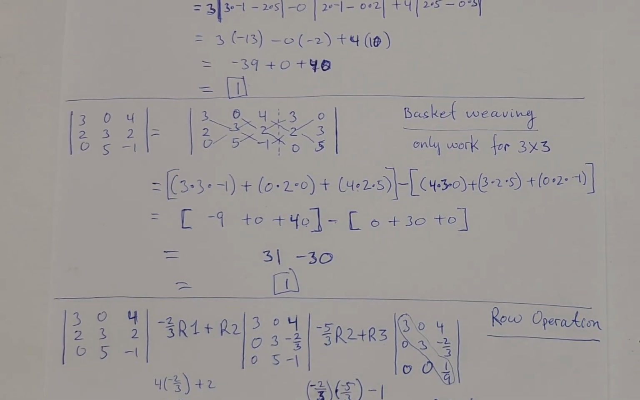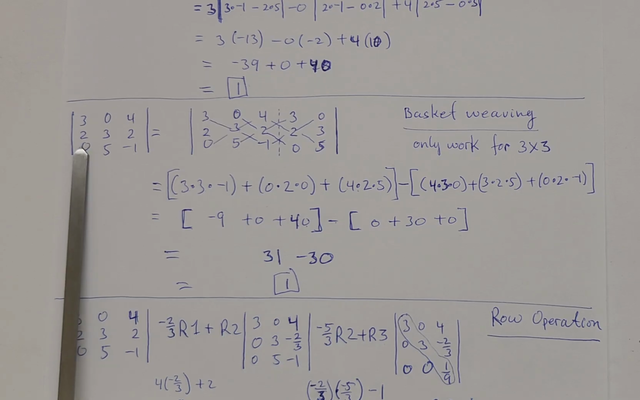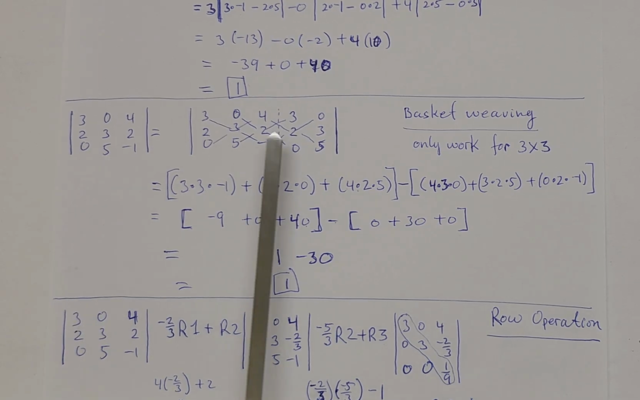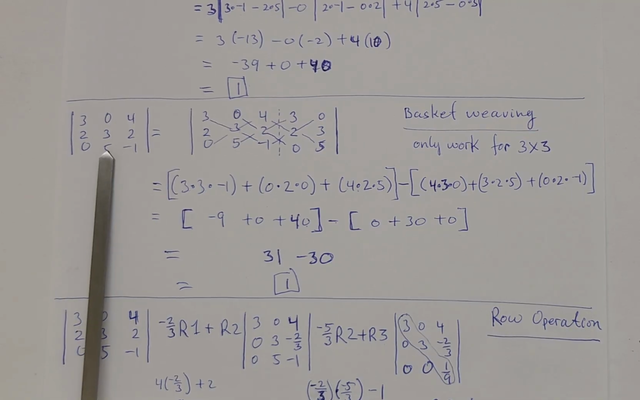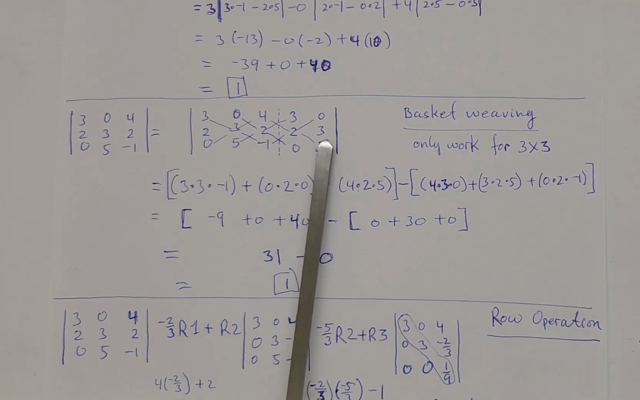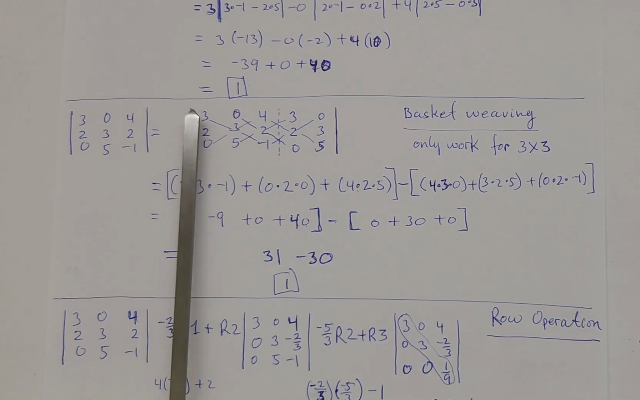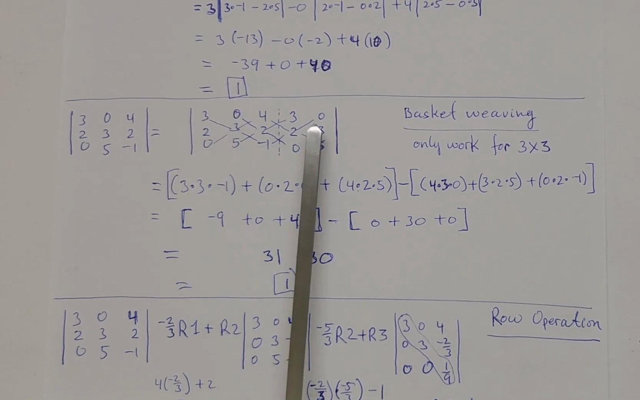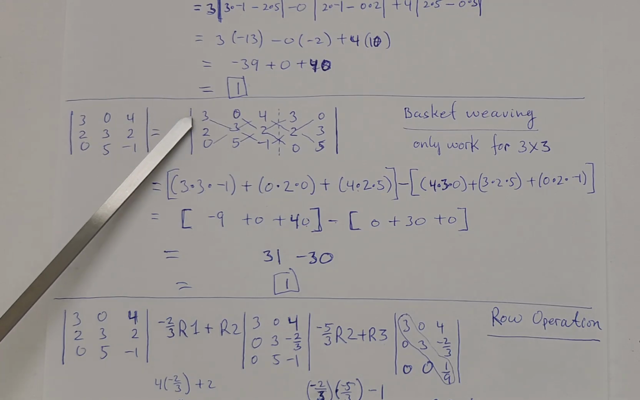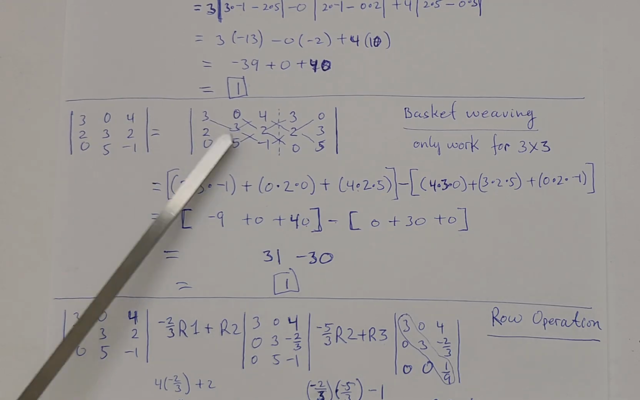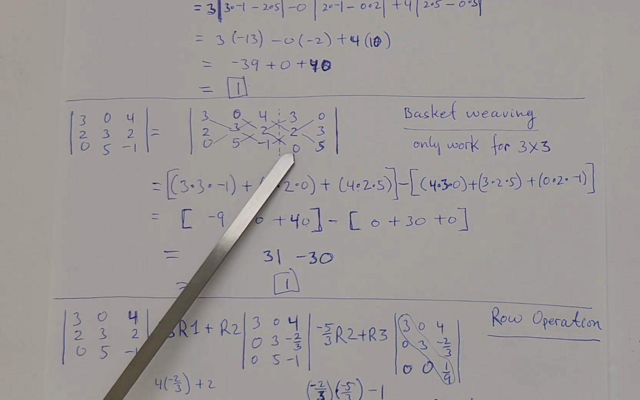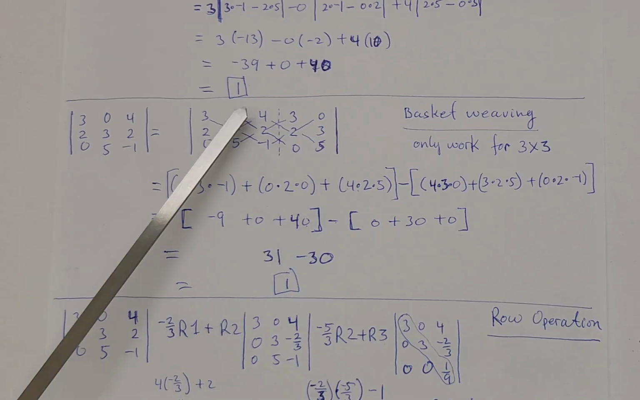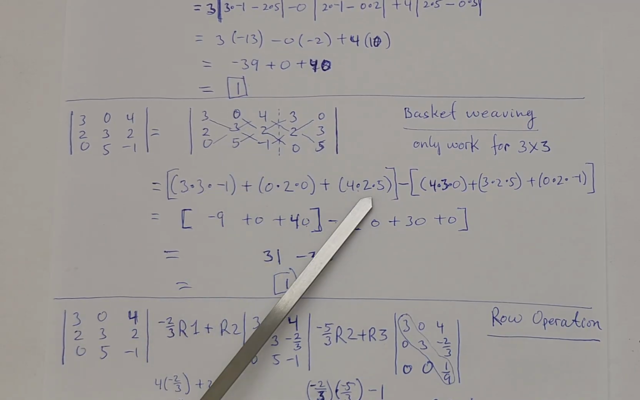So this is what you will do. You will take the first column and the second column and just copy them over to the right side. First column here, second column here. After that, you will start from the left side. So 3 times 3 times -1, which is here, plus 0 times 2 times 0, which is here, plus 4 times 2 times 5, which is here.